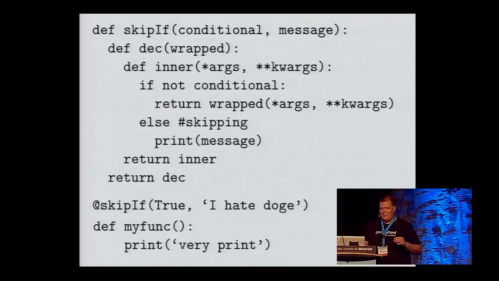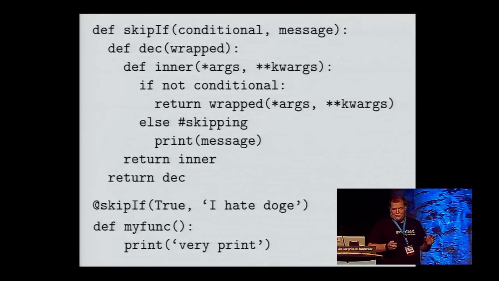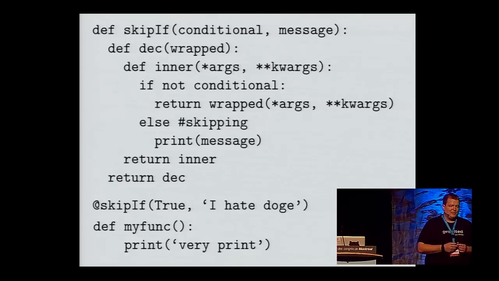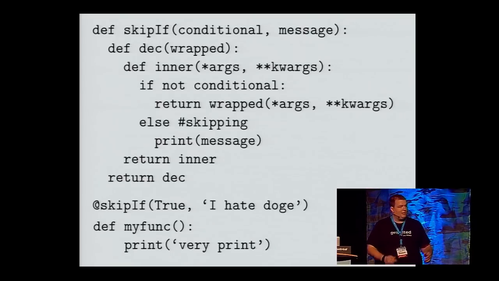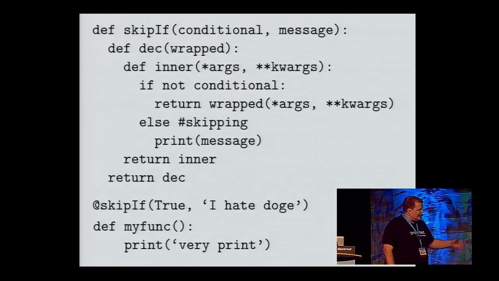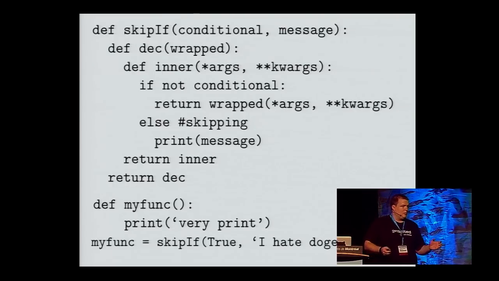So we actually have a skipIf function that creates and returns a decorator. And you can notice that we apply the skipIf decorator by just passing in arguments, calling that skipIf function, and then having that same @ syntax. And this, again, resolves to different syntax once you remove the syntactic sugar.